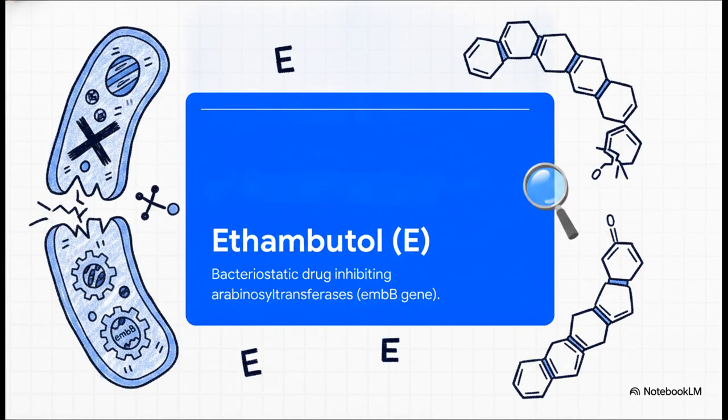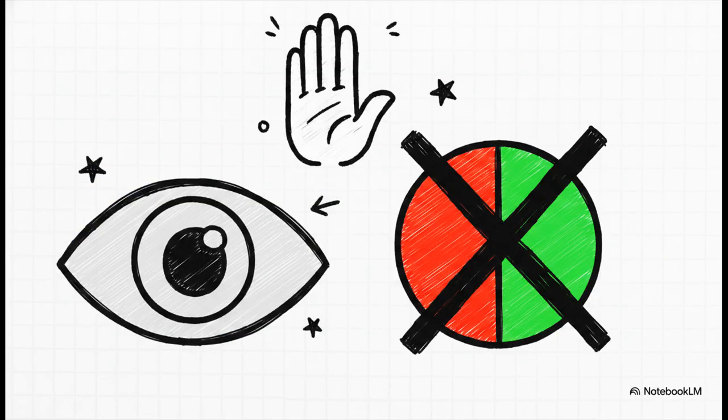Rounding out our first-line core is ethambutol. Now, unlike the others we've discussed so far, ethambutol plays a unique role because it's purely bacteriostatic, not bactericidal. It works by inhibiting arabinosyl transferases. Those are the enzymes coded by the embB gene, which effectively halts arabinogalactan synthesis right at the cell wall. So the absolute crucial point you need to know for ethambutol is its terrifying hallmark toxicity, optic neuritis. This shows up as decreased visual acuity, central scotomas, and, very classically on the boards, the loss of red-green color vision.